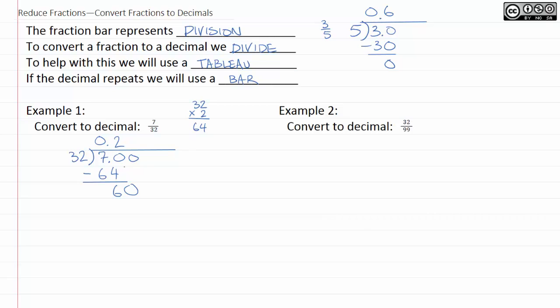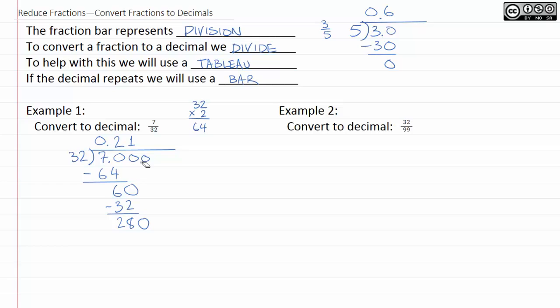Well, 64 is too big, so we can't have 2 up here. We need a number smaller than 2. Well, the logical one is just to use 1. So 1 times 32 is 32. So we'll just take 60 and subtract 32. That comes out to 28. And now I'll bring down another 0 here. Oh, I don't want a 0 up top though. Let's erase that. That was a mistake. We want our 0 under our little bar in the tableau.